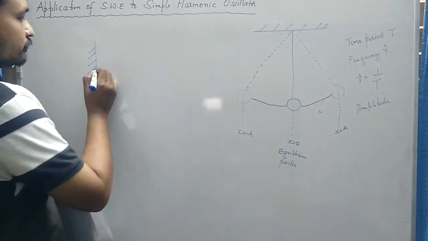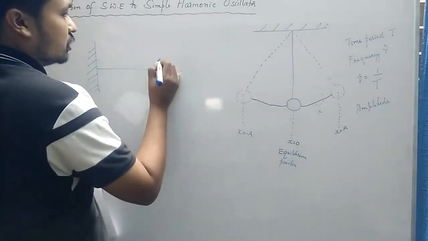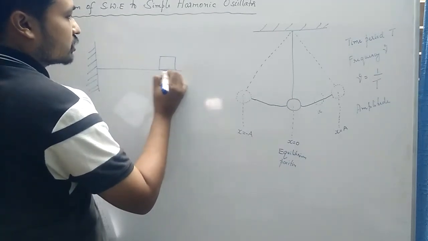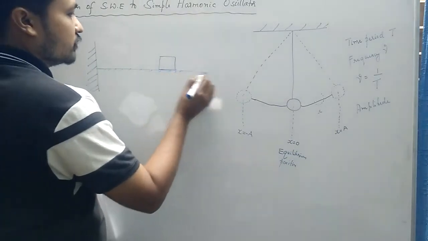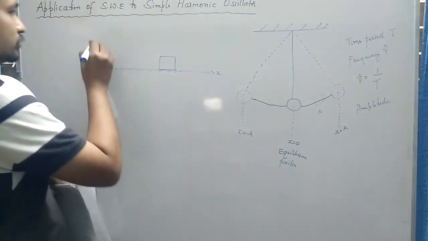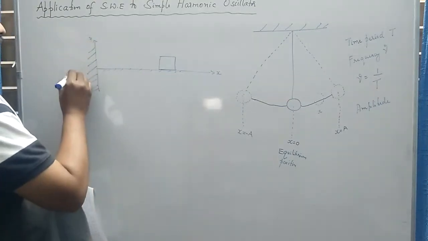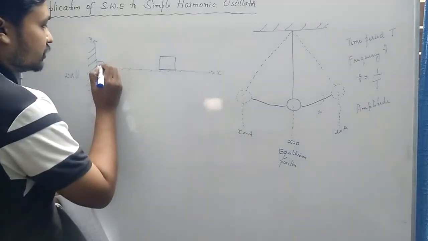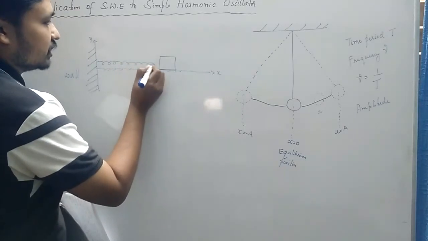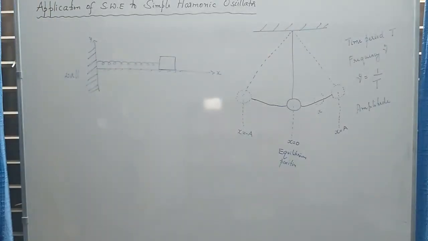an object, okay, which is lying on the floor. So this is the floor, which I will take as the x-axis. Okay, so this is the y-axis, which is the wall, and the net force acting on this object is equal to 0. So what we will do is we will connect this object by a spring. Okay, and you know the characteristic of a spring, it can be compressed or it can be elongated or stretched.